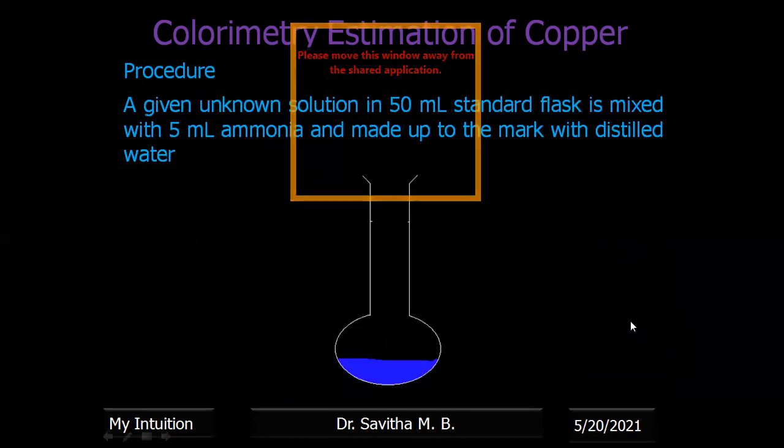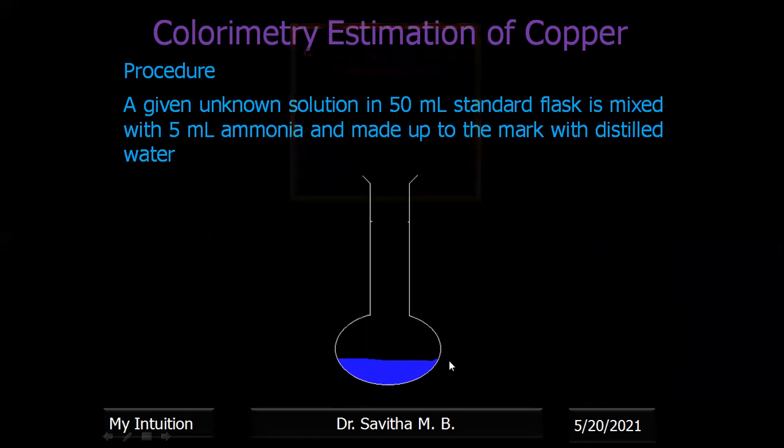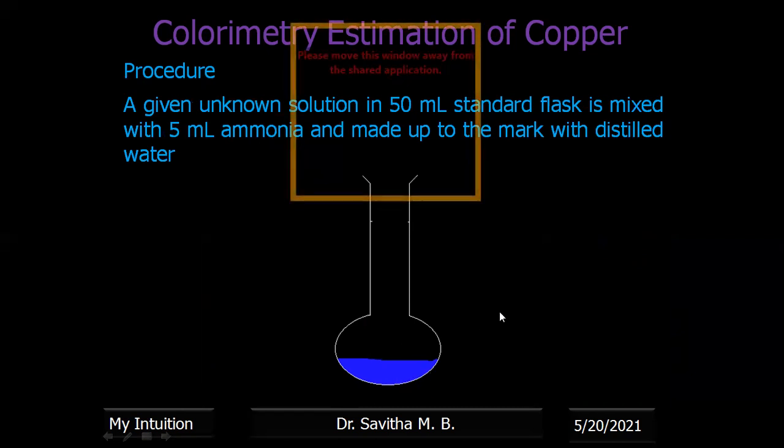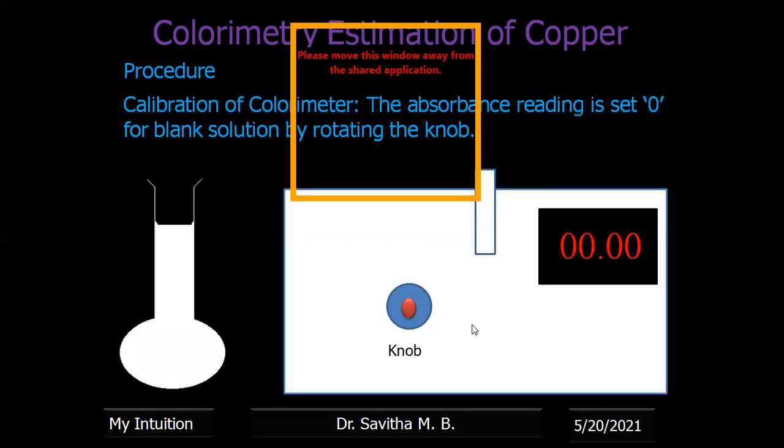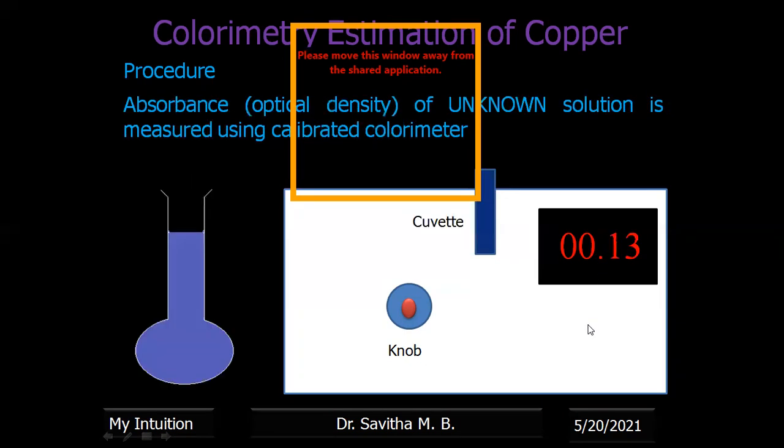Then a sample will be given to you of unknown copper concentration. Now, this unknown solution is also kept in the sample holder after making it up to the mark and adding ammonia. You make it up to the mark, mix well, keep it in the sample holder, and note down the absorbance. Now some absorbance will be shown.